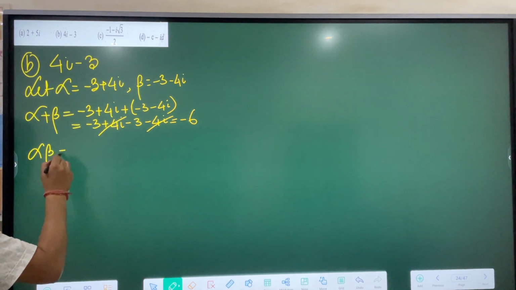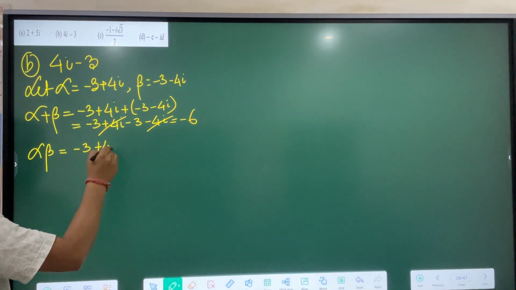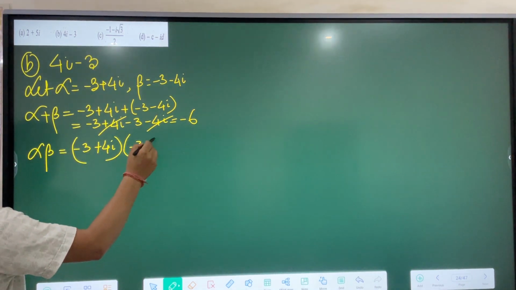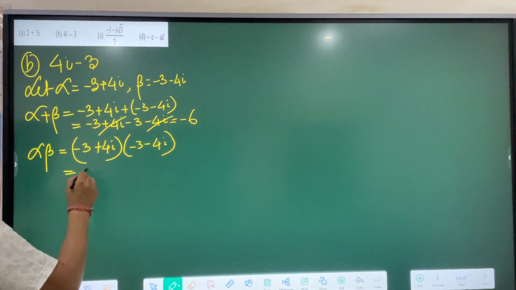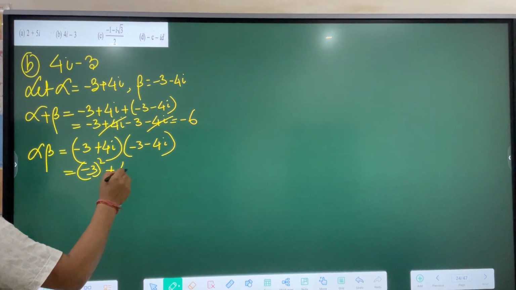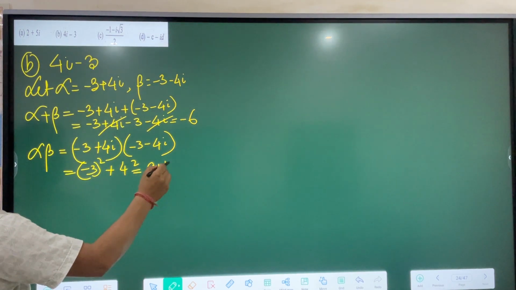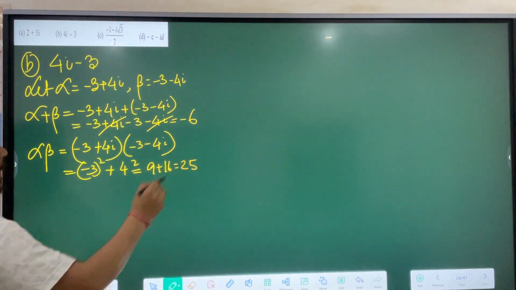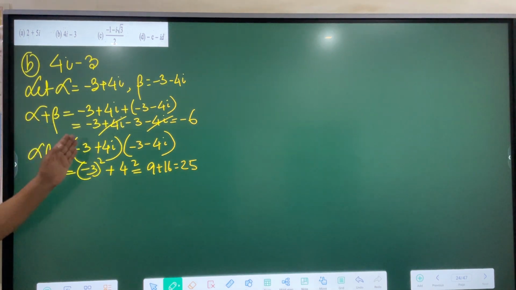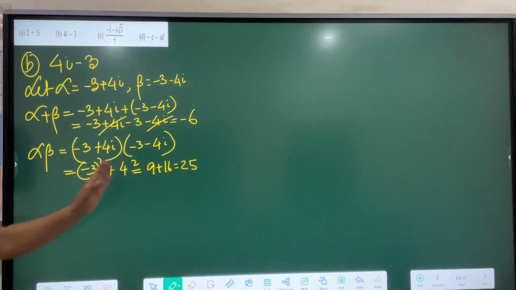Alpha into beta now: minus 3 plus 4i into minus 3 minus 4i. So directly minus 3 square plus 4 square, a square plus b square, that you remember. 9 plus 16 equals to 25. So after getting alpha plus beta and alpha beta, we can write down the quadratic equation.